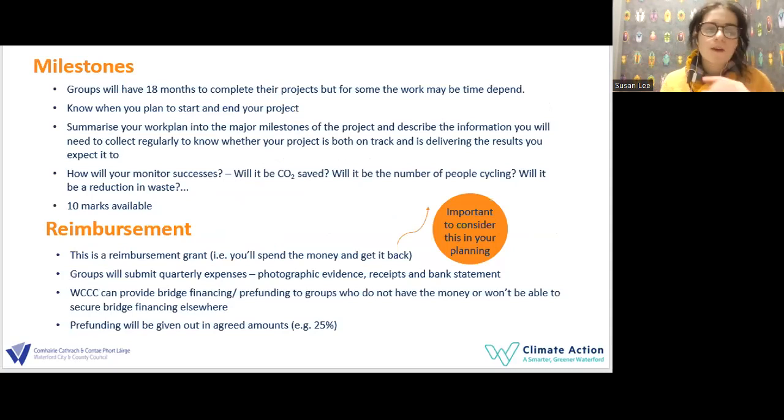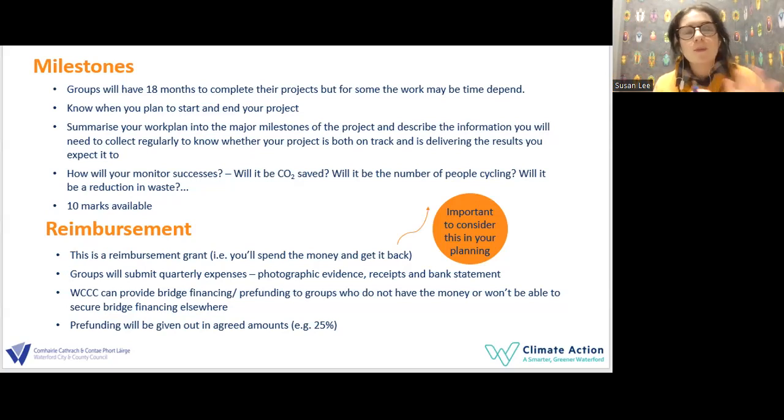Now, also, when you're planning your project, have a rough plan on how you'll do the project if you actually get funding. So be able to summarize your work plan into the major milestones of the project. So we expect to do this by this month to get our 5 project pieces over the line. And describe the information you're going to be collecting regularly to know whether your project is on track and is delivering the results.